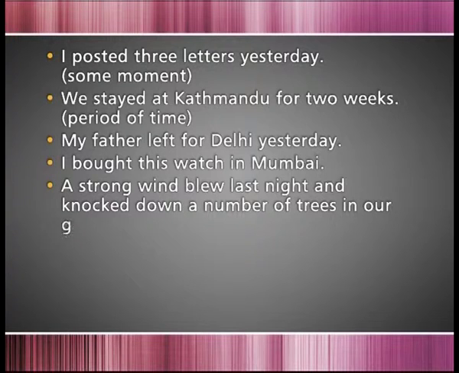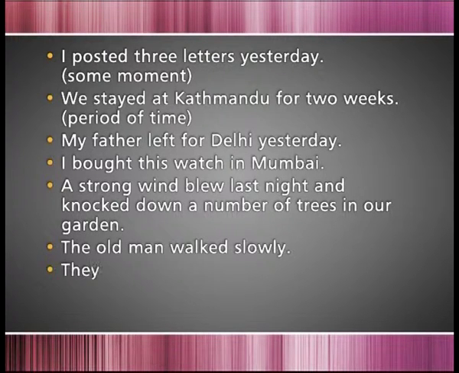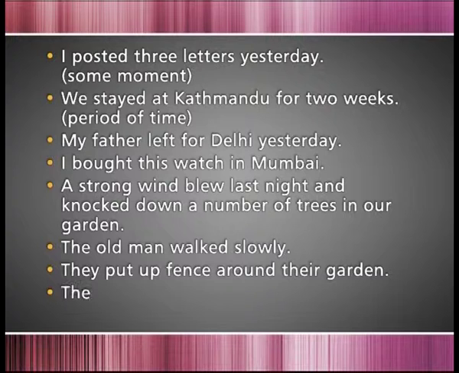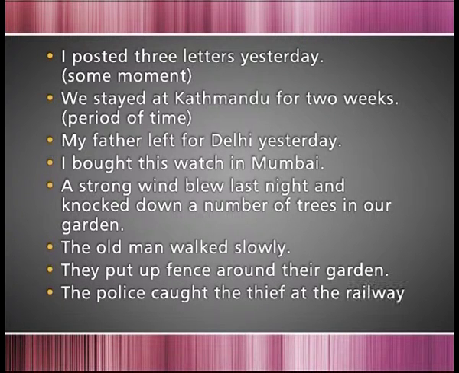A strong wind blew last night and knocked down a number of trees in our garden. The old man walked slowly. They put up a fence around their garden. The police caught the thief at the railway station. In these sentences, the simple past tense is used to express events that occurred at a particular point in the past. When used in this way, there is usually a word or phrase, or in the case of transitive verbs, an object. However, in a narrative sequence, an adverbial of time may not be necessary.